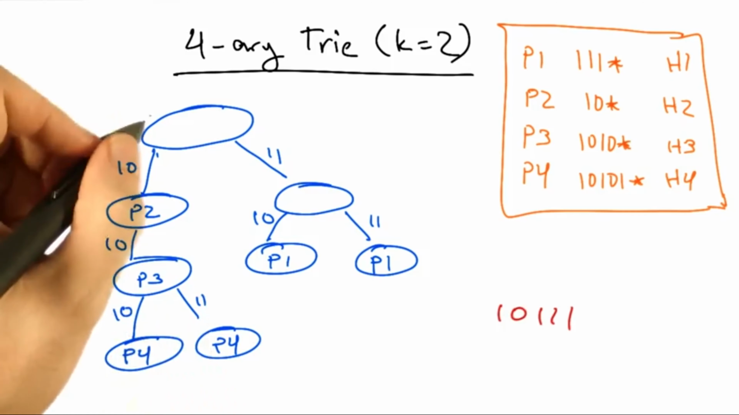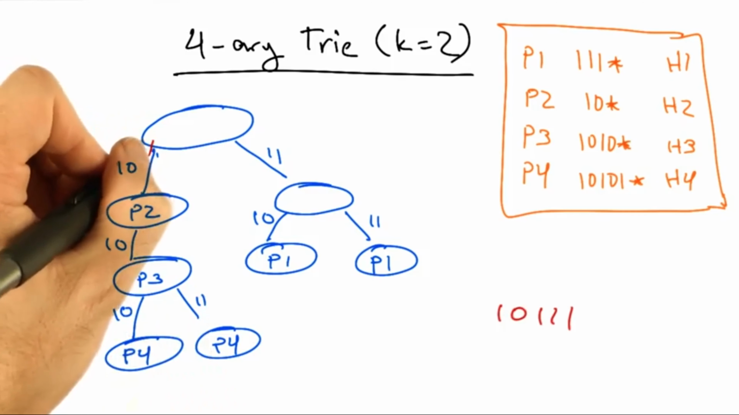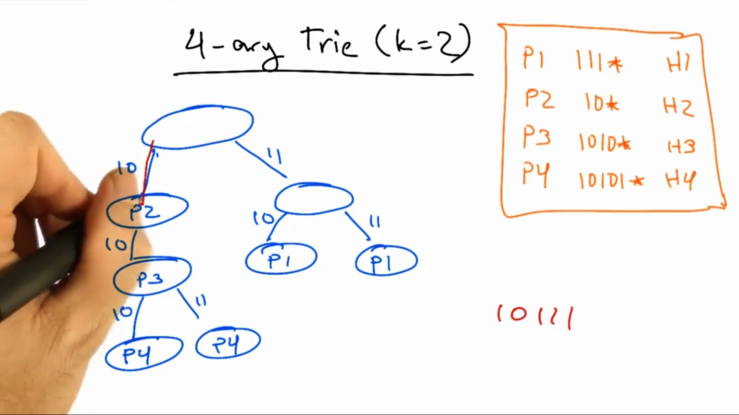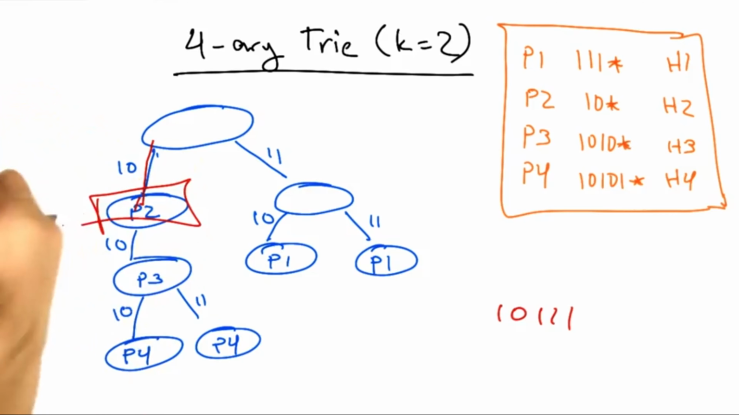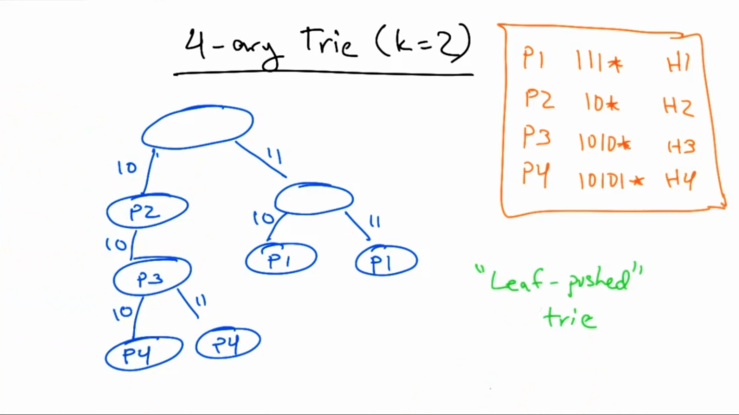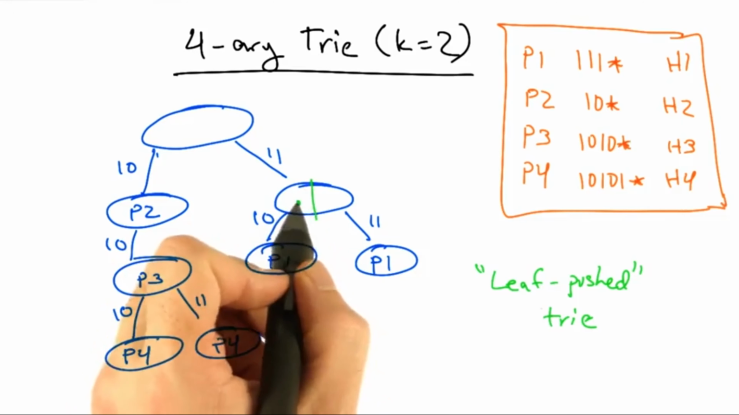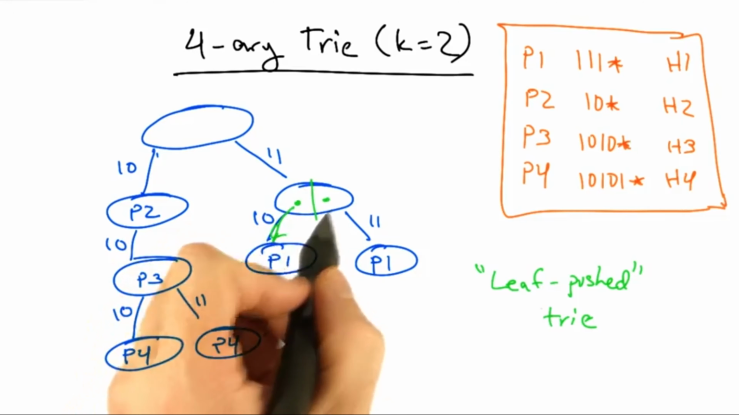Now suppose we want to look up 1, 0, 1, 1, 1. Again, we can spell this out, 1, 0, 1, and we can see that we get no further than P2, and again, we match at P2. One thing we can do to save space further is create what's called a leaf-pushed trie. In such a setting, we can save ourselves some space.